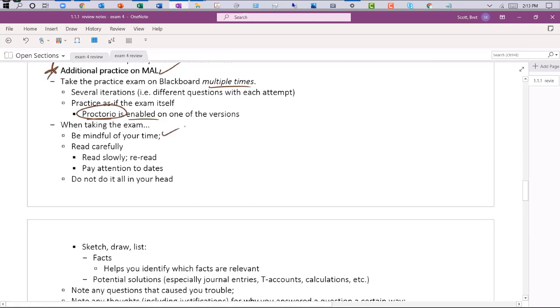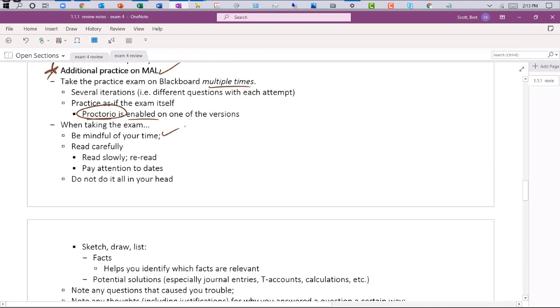I don't see people having as much difficulty on the timing of this exam than on, say, the previous exam. Previous exam was like crazy. It was like LIFO, FIFO. You had allowance for bad debts. It was just insane. And that's one where people tend to run out of time because there's so many calculations.